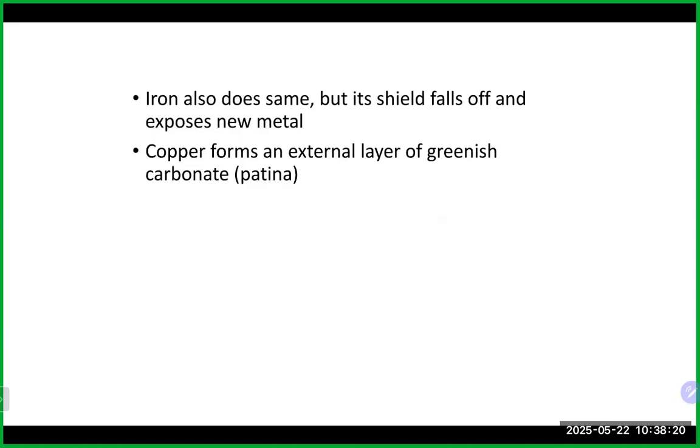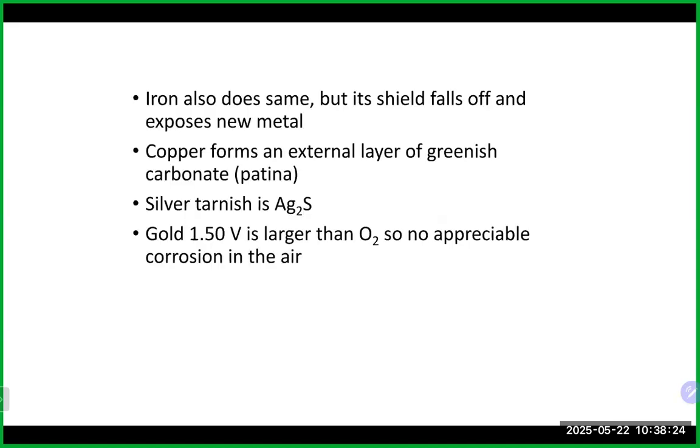The problem, though, for example, with iron is it will do the same thing, but iron will not basically stay on. So as it corrodes and creates this layer, that rust falls off. And when it falls off, it exposes new metal to further corrosion till eventually it corrodes all the way through. You put your finger through it and so on. Copper forms this external layer, this patina, which is expensive sometimes, right?